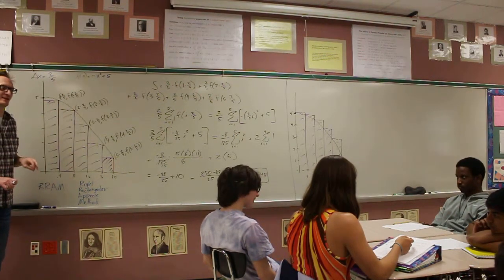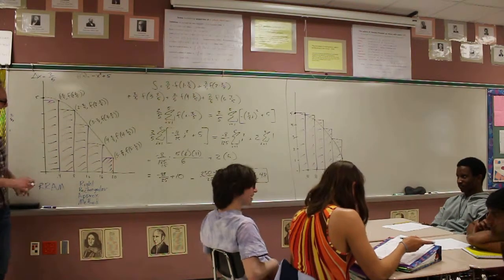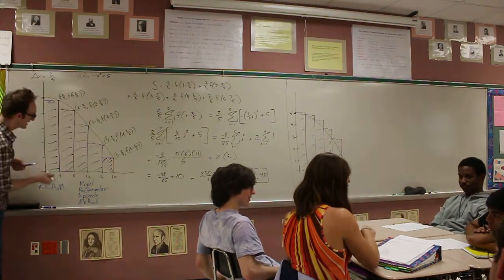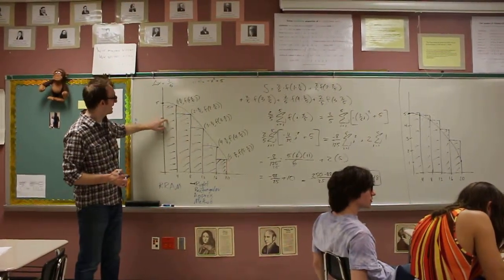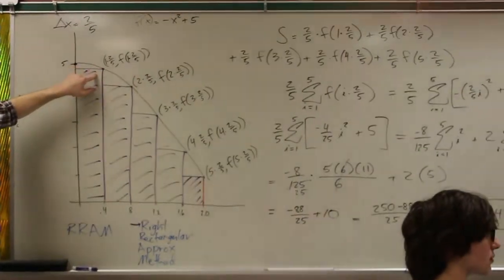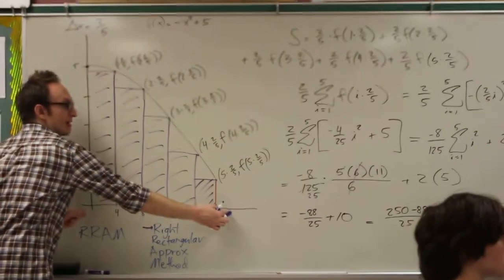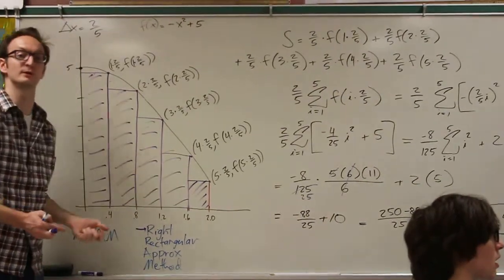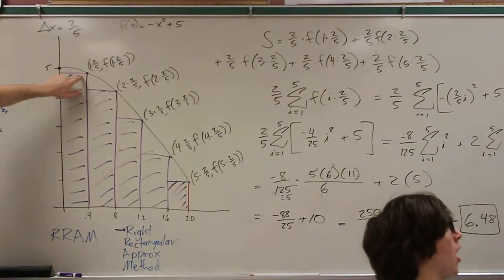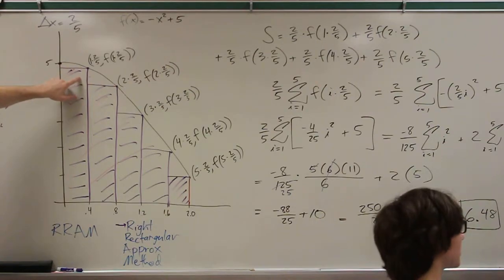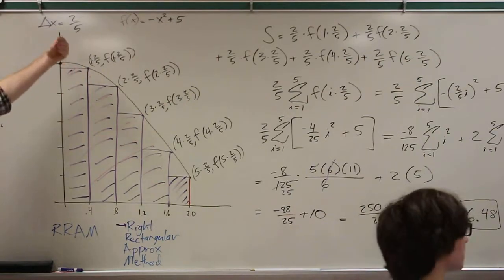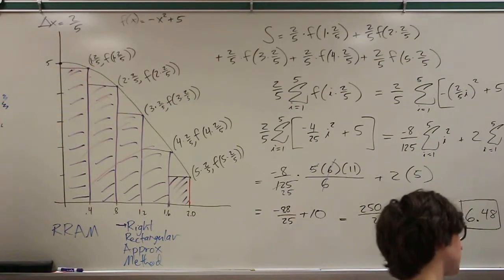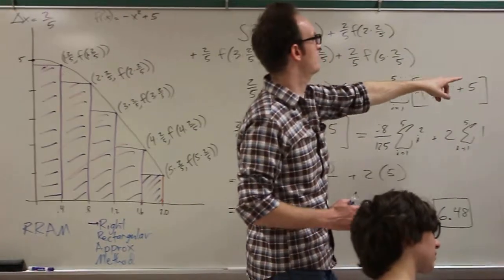I'll say that long calculus sentence one more time. It is called the right rectangular approximation method because we have drawn the rectangles in such a way that the height of the rectangle on each subinterval is determined by the value of the function at the right-hand endpoint of the subinterval. This is called a subinterval. The whole thing is called an interval. These little guys are called subintervals. Follow?